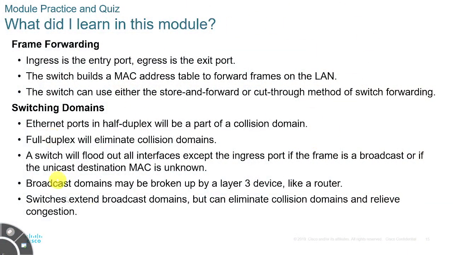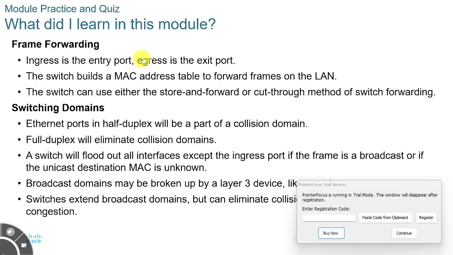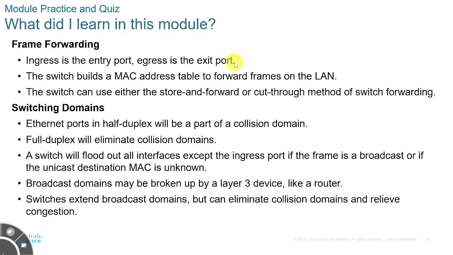So, what we have learned today from this small lecture about frame forwarding: we have learned ingress is the entry port to the switch, egress is the exit port from the switch. Basically, the switch builds a MAC address table, like a routing table in routers, to forward the frames on the LAN. So we are talking about LANs because of the switch.